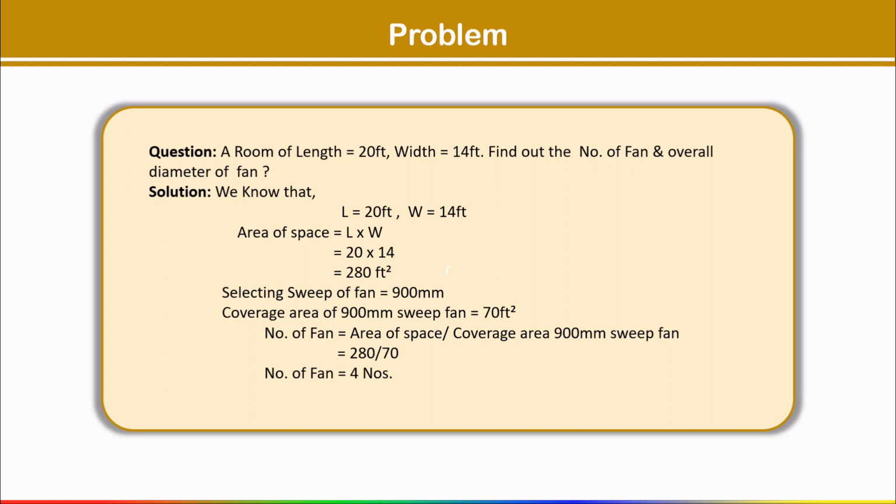It means inside the room, how many fans do you need to install? 4 fans, and each fan's sweep, meaning overall diameter, is what? 900 mm. Okay, here you will get the number of fans. Now the question is how to do the placement.